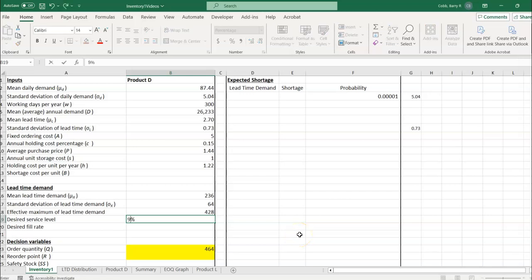Alright, now we'll discuss what we mean by desired service level, but for right now we're going to enter just a number, 90%, and then later we'll use that as the target.